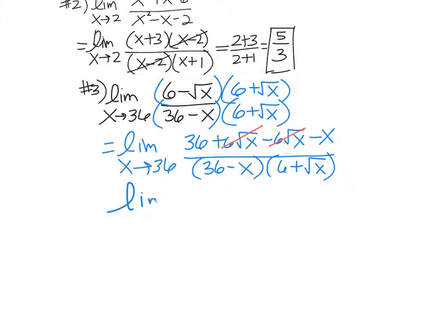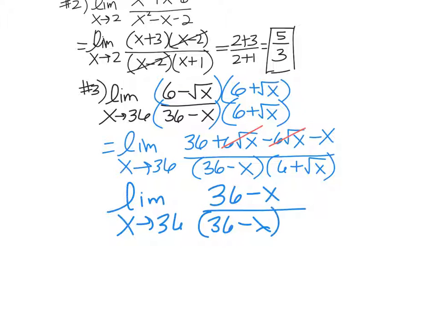So this is the limit as x goes to 36. And in my numerator, I have 36 minus x. And this is why I didn't want to FOIL this out on the bottom, so that I can see that I have the same factors. And when you have the same factors, you can reduce. So let's go ahead and reduce that.